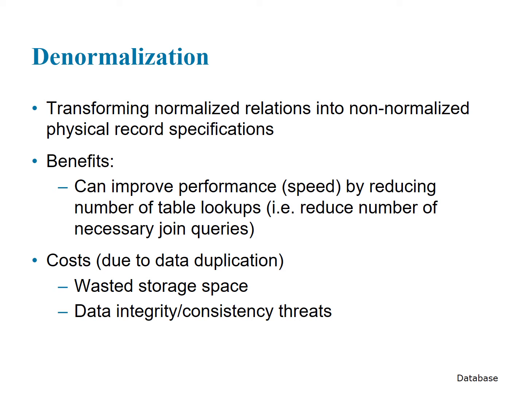Transforming normalized relations into non-normalized physical record specifications. Benefit: can improve performance speed by reducing the number of table lookups. Example: reduce the number of necessary join queries. Cost: due to data duplication, wasted storage space and data integrity and consistency threats.